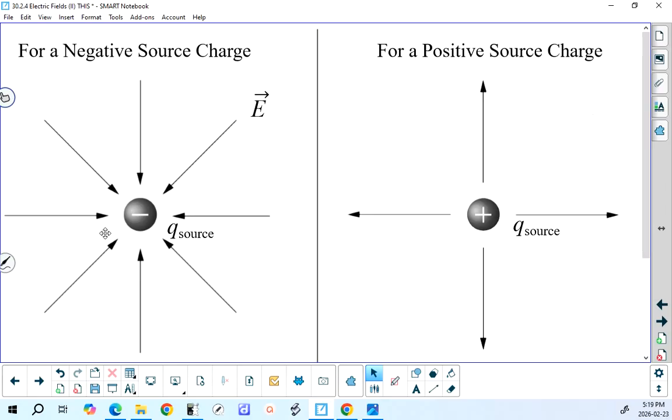And I think you get the idea that no matter where I put that positive test charge, which doesn't really exist, it's just an imaginary thing I'm putting in different places in my mind to see the direction, it would experience a force away from the positive source. So this is the electric field diagram surrounding a positive source.